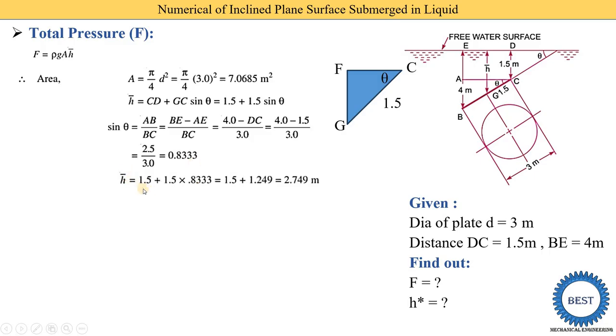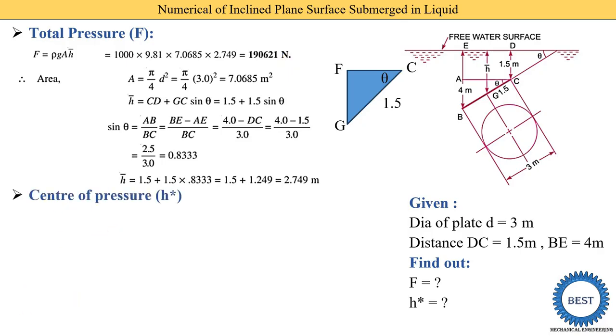So we are able to find h bar. H bar is equal to 1.5 plus 1.5 into sine theta. Instead of sine theta we put 0.833. So we find h bar is equal to 2.749. Now in this equation we put all these four values. Rho is 1000, g is 9.81, area is 7.0685, h bar is 2.749. So we are able to find F. We multiplied all these four values in the calculator and we get the answer 190621 newtons.